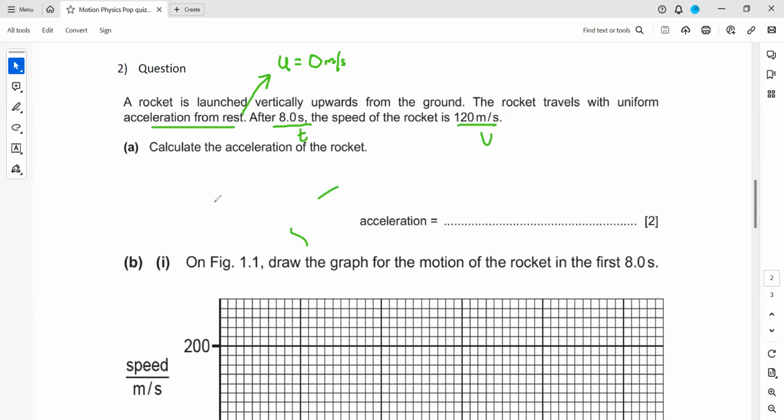So if you want to calculate the acceleration, the formula is acceleration equals the change in velocity divided by the time interval. So what is the change in velocity? It's final minus initial, divided by time. The final is 120, initial is 0, and the time interval is 8. So it will be 120 divided by 8, which equals 15, and the unit of acceleration is meter per second squared. So 15 meter per second squared. Is it clear? Question 2 part A.